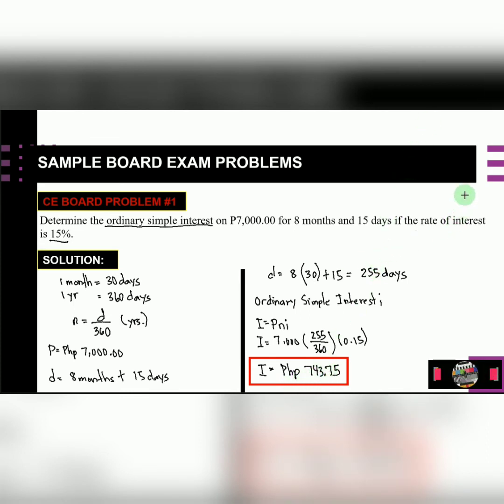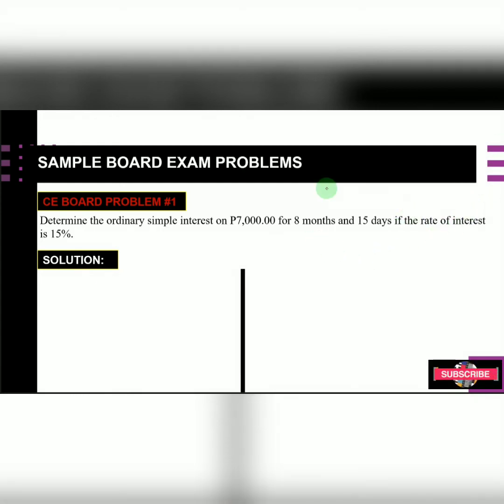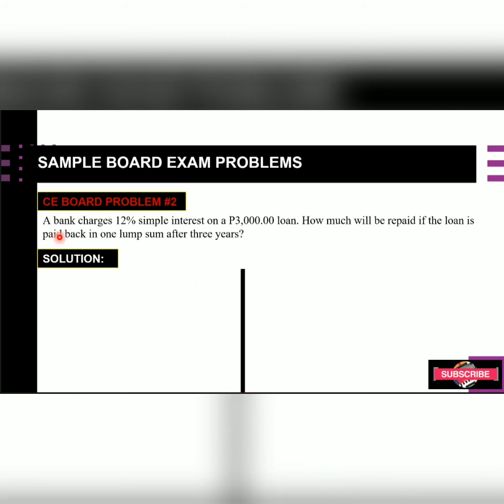So now we are going to proceed to the next board exam problem, which is also related to our topic today, the simple interest. So we have here: a bank charges 12% simple interest on a 3,000 pesos loan. How much will be repaid if the loan is paid back in one lump sum after 3 years?